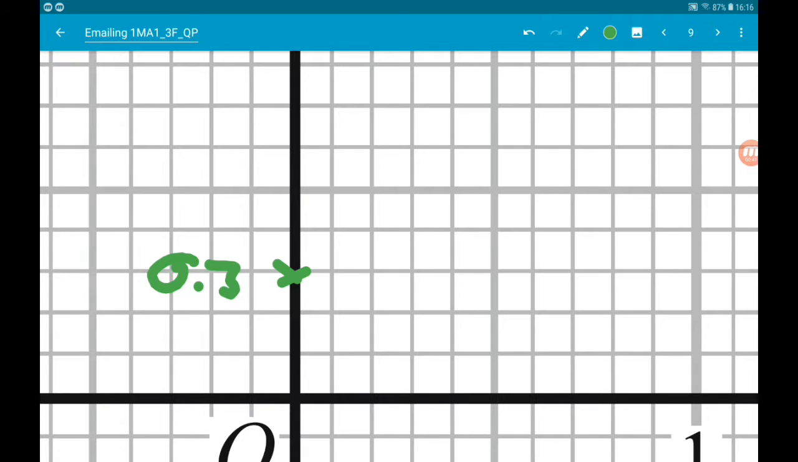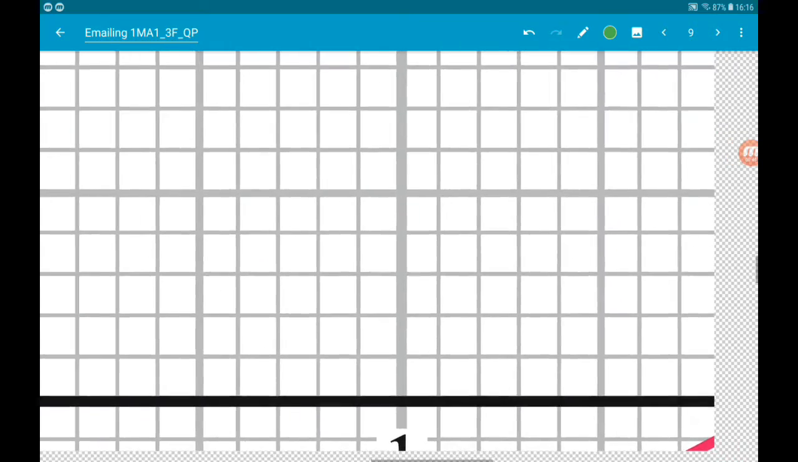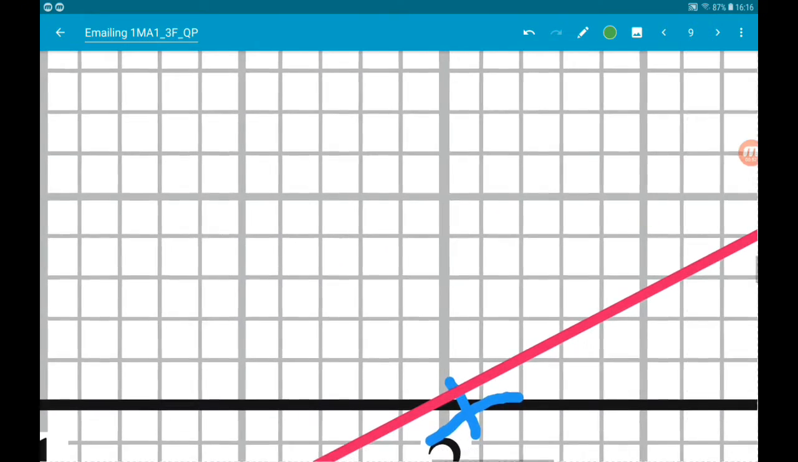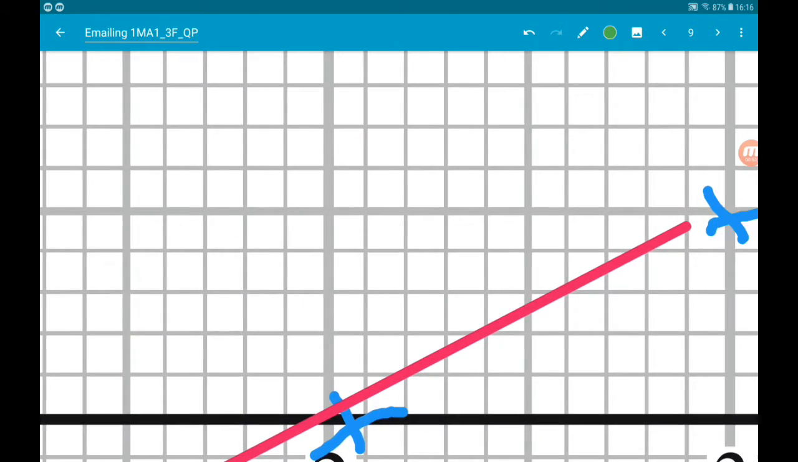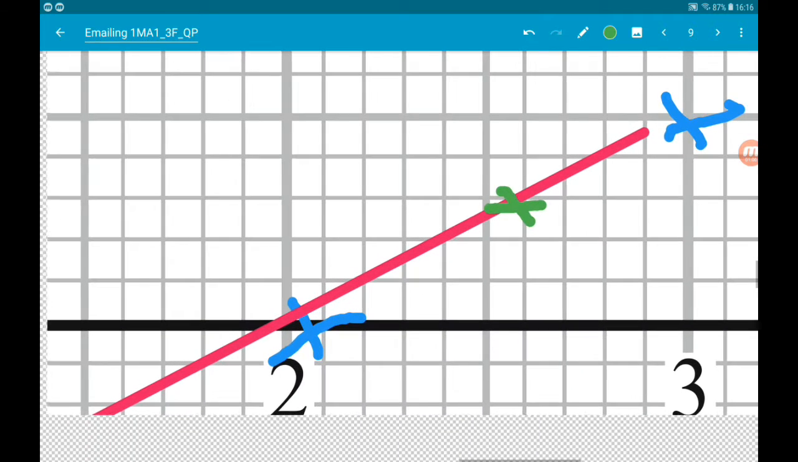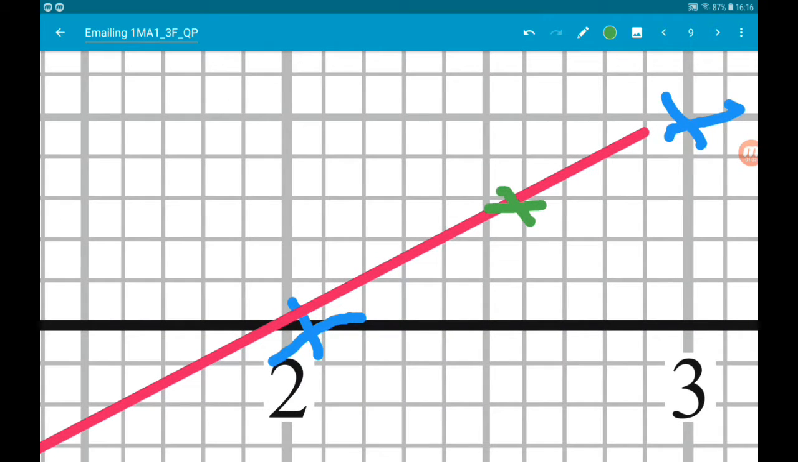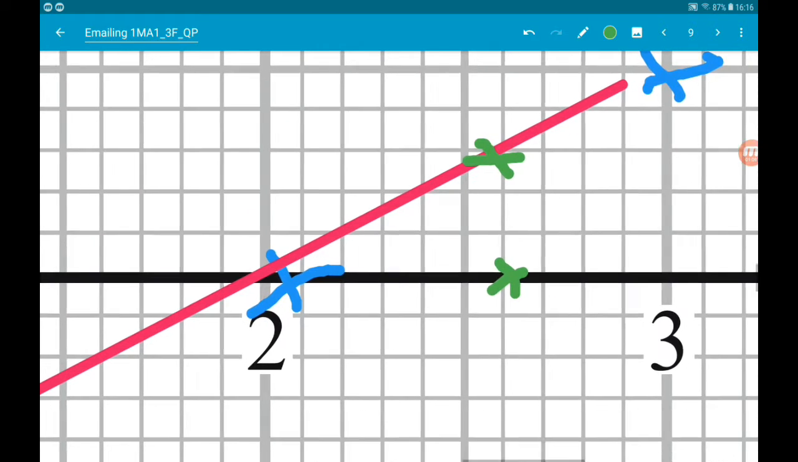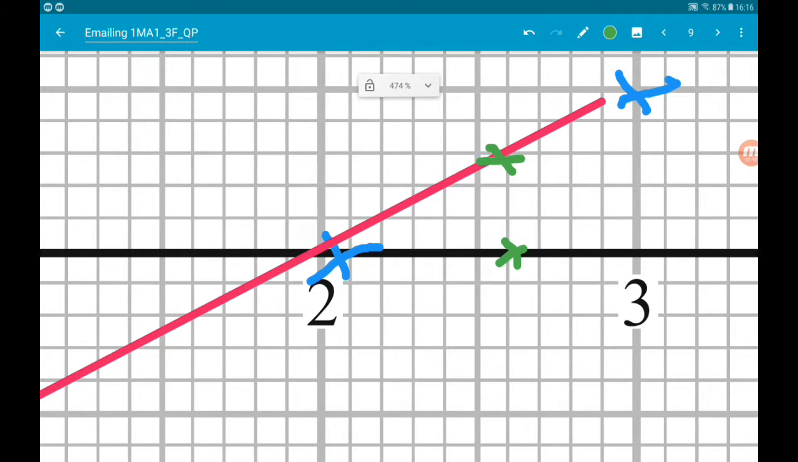So we now go across until we hit the line, which is there, and then go down to the x-axis to get the value. So that's gonna be 2.6.